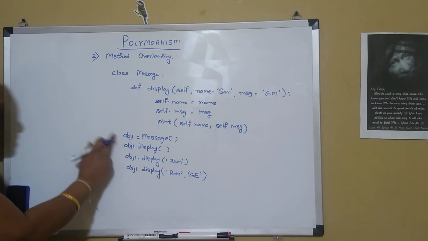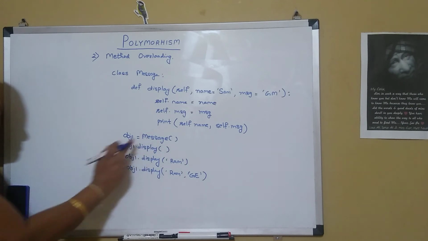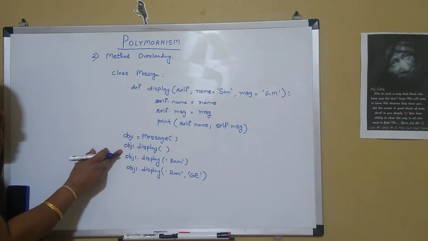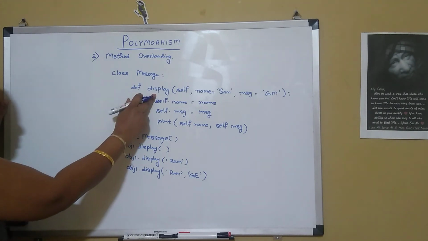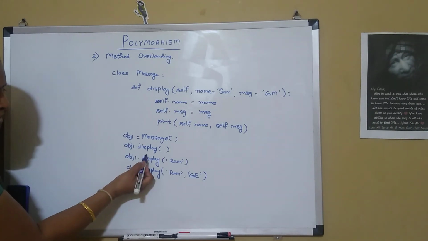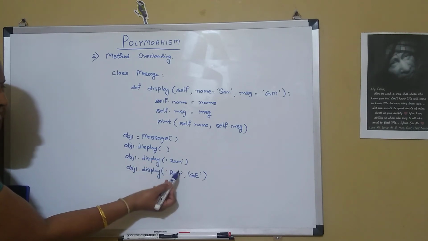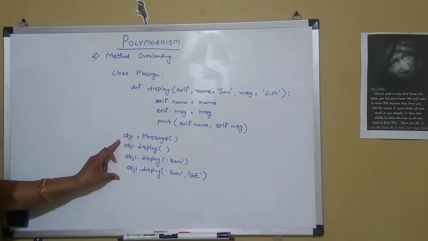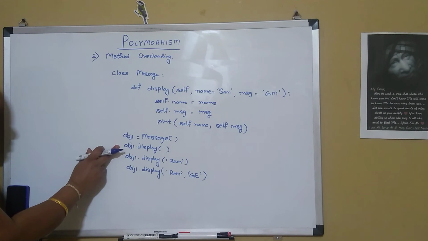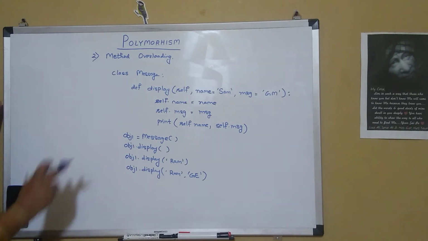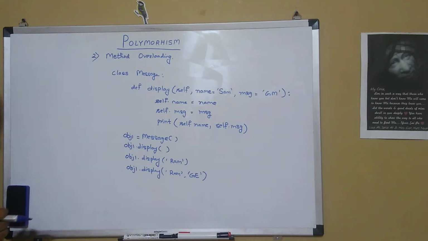Only when we create an object, it will be instantiated. So we are creating an object with the class constructor, and then I'm calling the display method. When I'm calling the same display method, I'm giving it without arguments, with one argument, and with two arguments. A single display method is called in three different ways. So a single entity is called in different ways in different scenarios. So this is an example of method overloading.